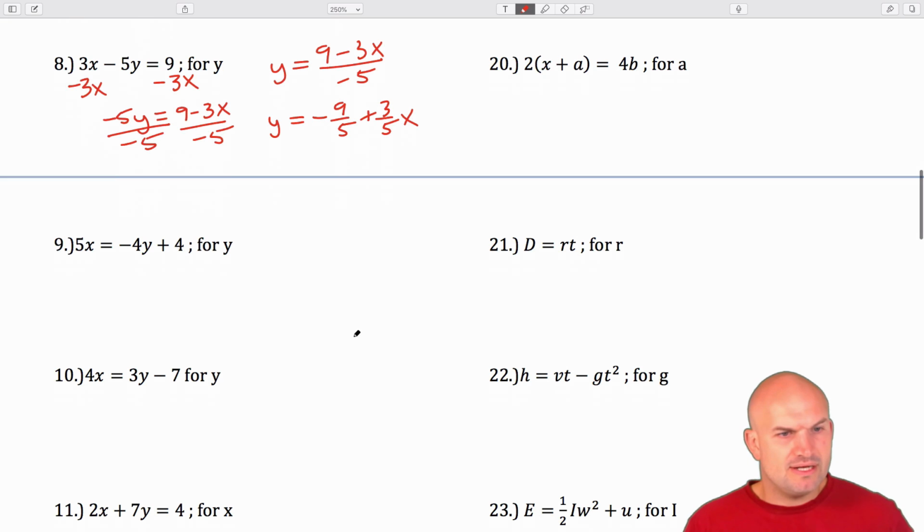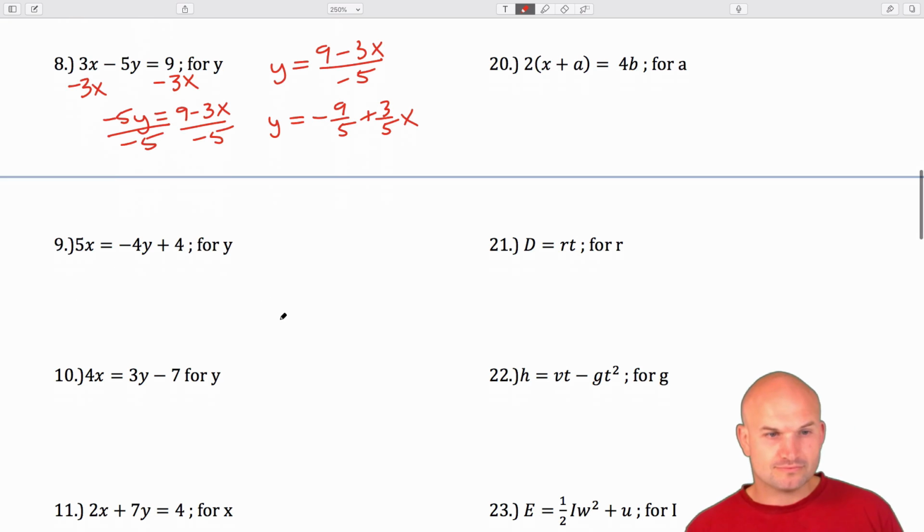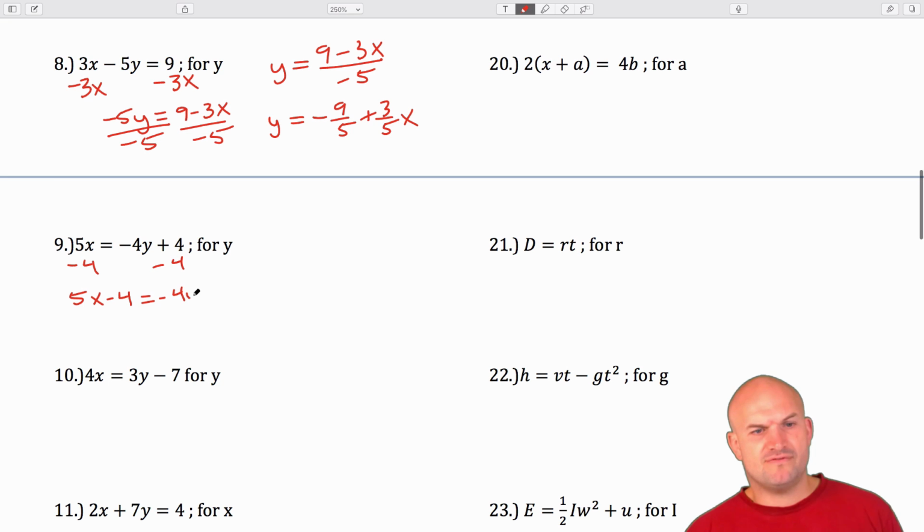All right, let's go ahead and get into the next example here, number 9, solve for y. Now you can see it's pretty explicitly shown that we're adding a 4 to the y, so therefore I'm going to subtract a 4. So therefore I'm left with 5x minus 4 is equal to a negative 4y, and then I'll just divide by a negative 4.